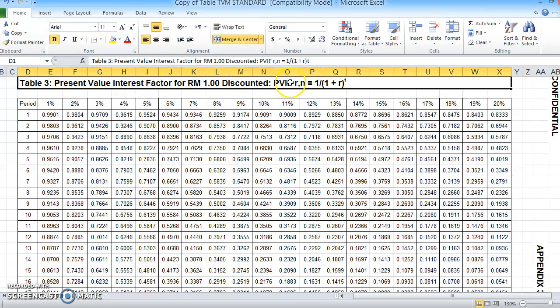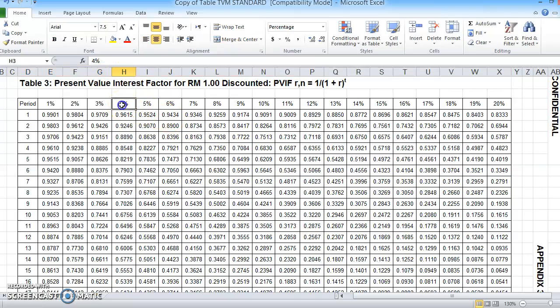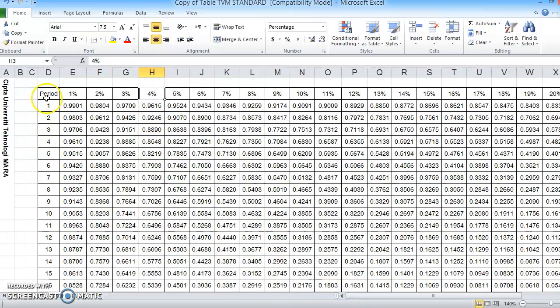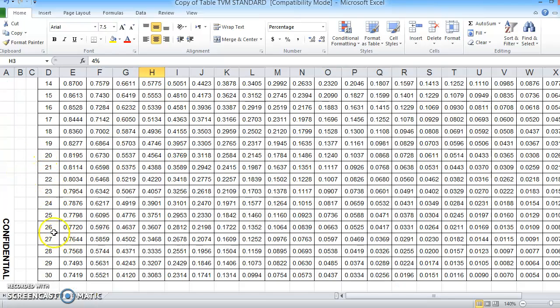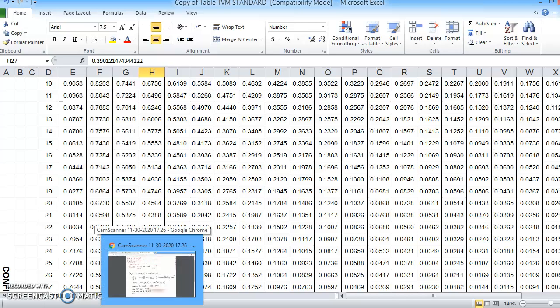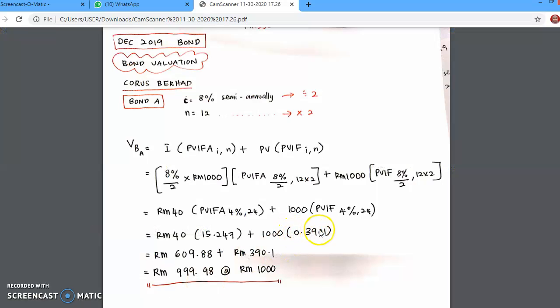Present value interest factor, this is the PVIF. Also, we are going to look at the 4% 24. So take a look on the 4% row, and find 24, right? So you will get 0.3901. Okay, so this is for PVIF 4% 24. So that's how you get the answer lah.